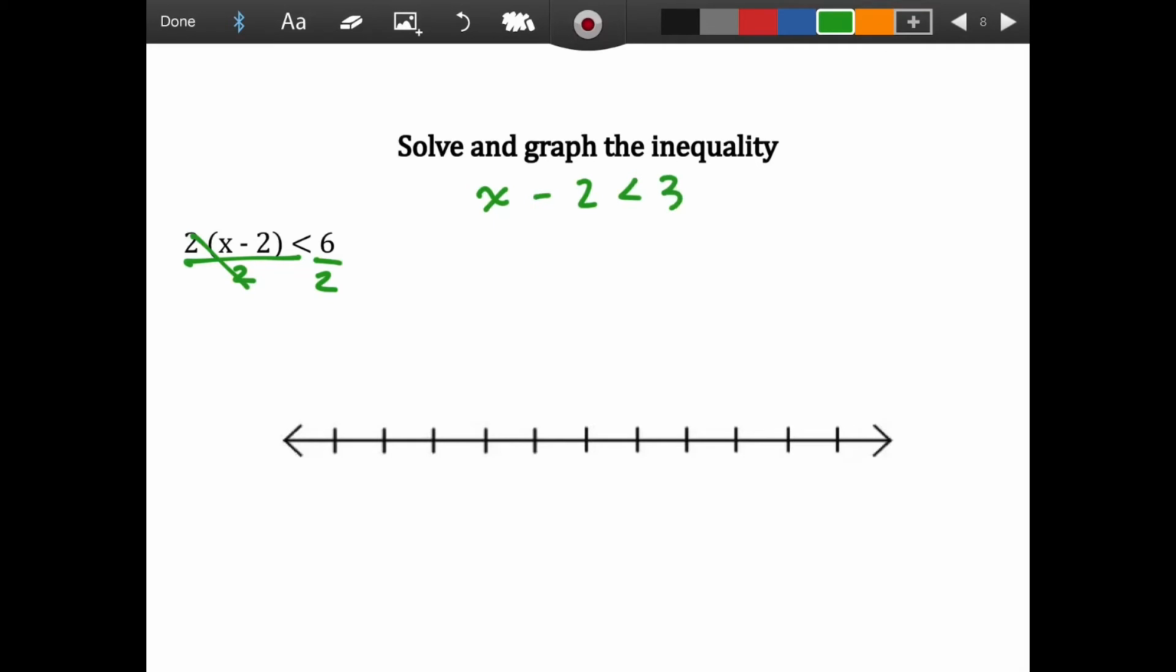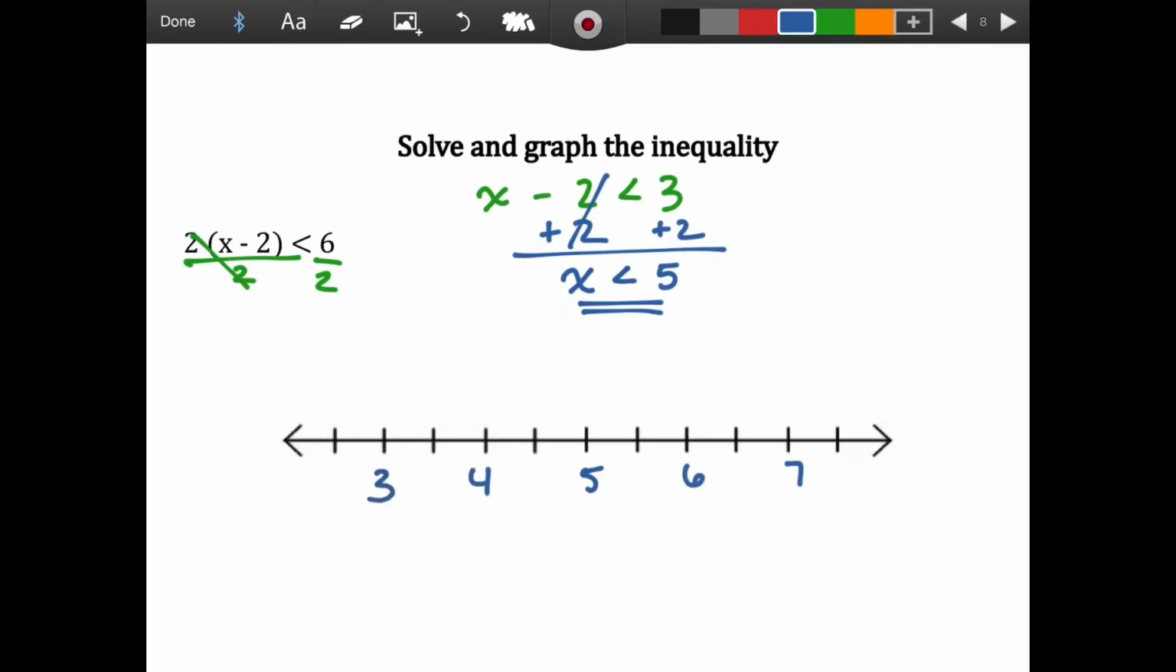Now this is just a one-step equation. Inverse operation of minus 2 is plus 2 to both sides. These cancel out, and we're left with x is less than 5. So this is our solution. When we graph, we have 5. Less than 5 means that we have an open circle at 5 on our number line, and we're shading everything to the left towards negative infinity. So every value works from 4.99999 all the way to negative infinity. That will make this inequality true.